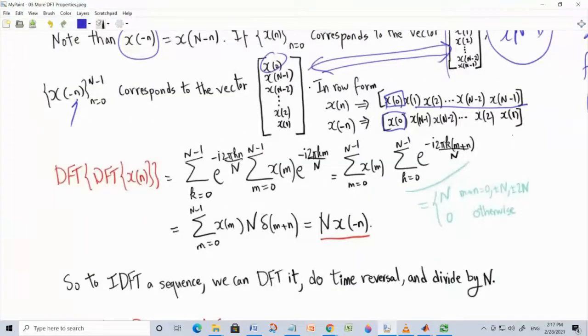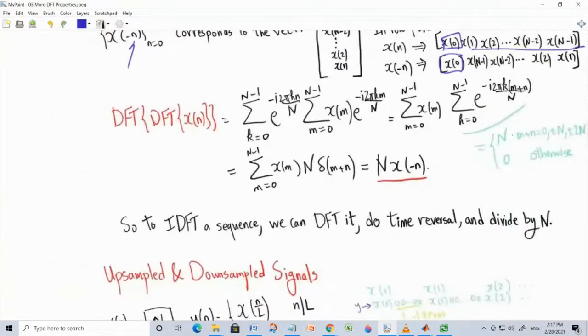What if you take the DFT of the DFT? Questions such as this are to be answered by using the definition. So what is the DFT? I take a signal, and this is the DFT of x of n. I am writing it as the summation over m from 0 to big N minus 1 of x of m e to the minus I 2 pi k m over big N.